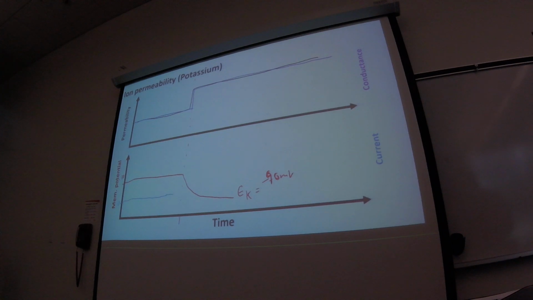And then, instead of a positive current, because the positive charge is leaving the cell, it's going to be negative. So it's going to be like here, and then you see a spike, and it'll eventually come back down like that. So it's the same idea, same thing, but in the opposite direction, essentially.